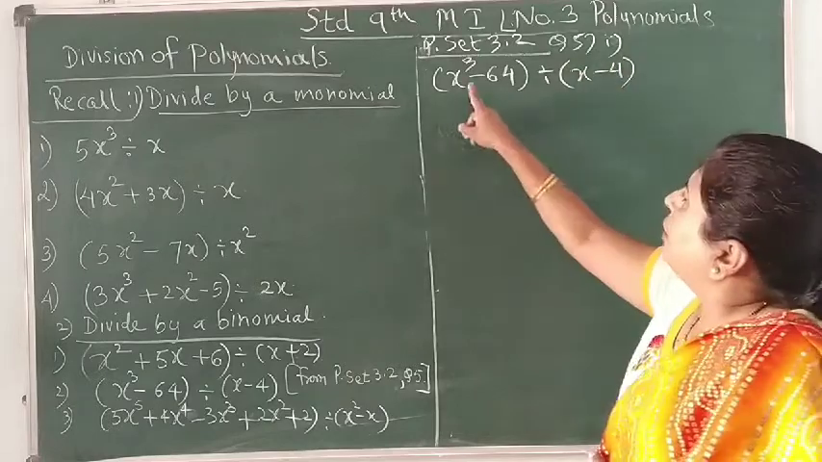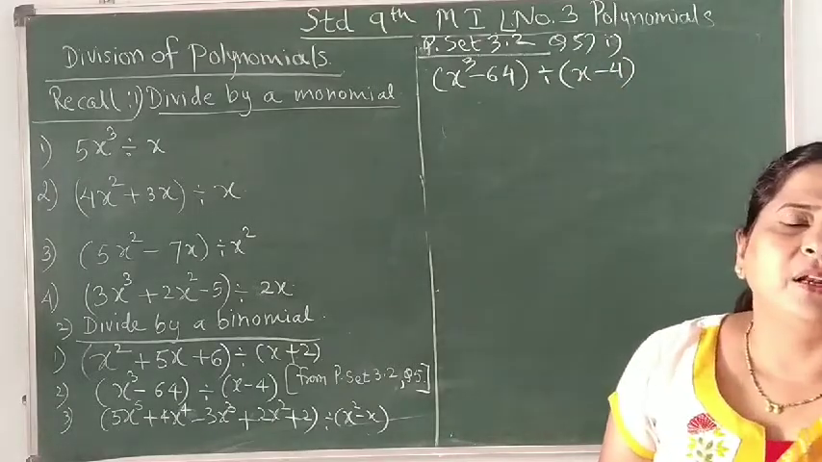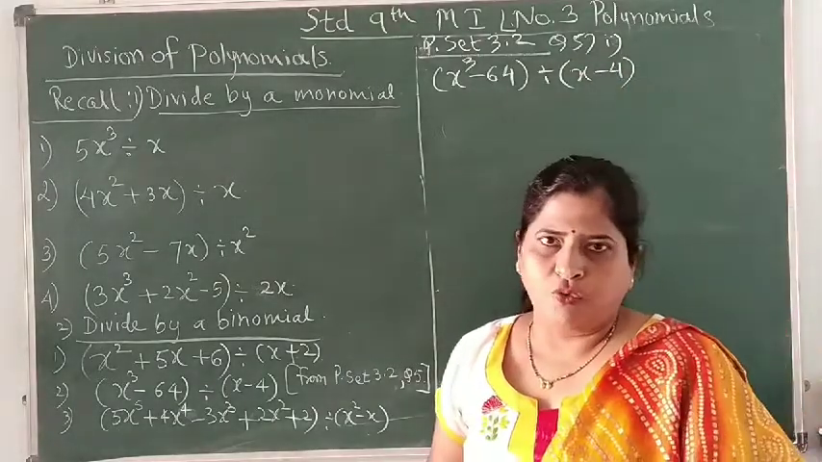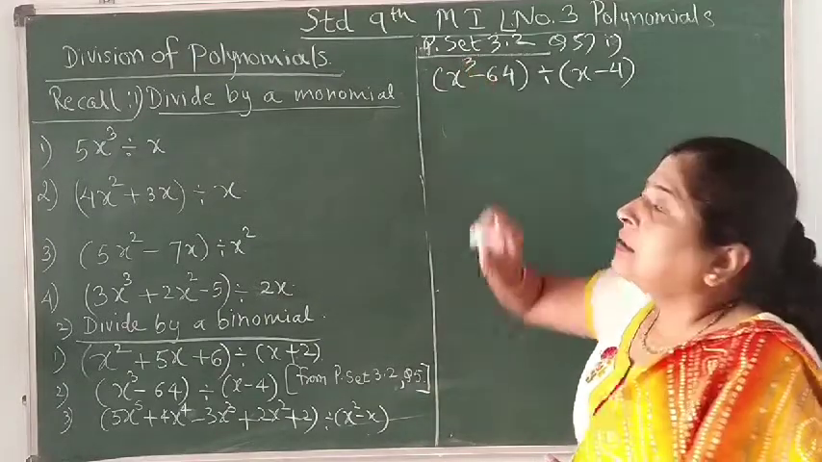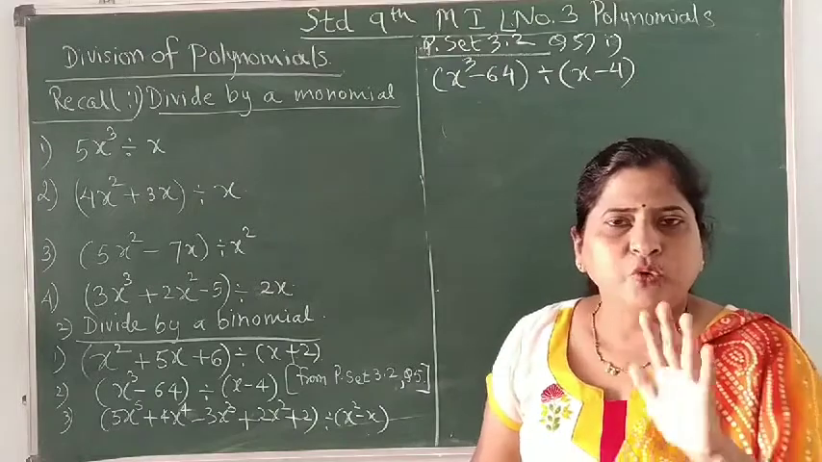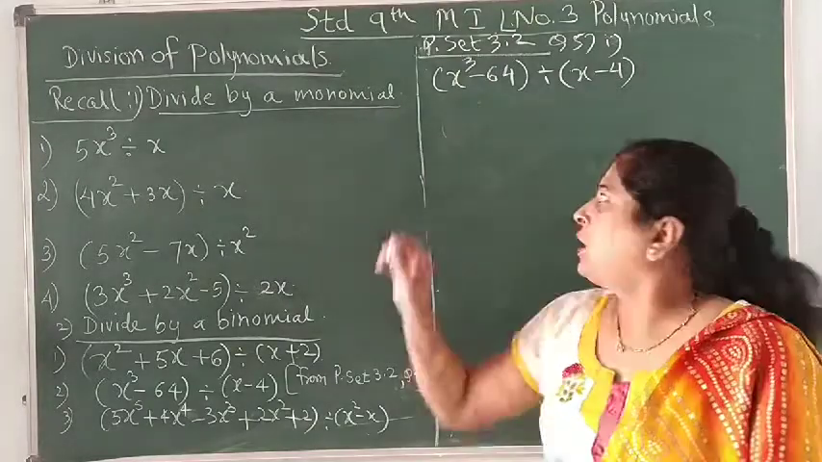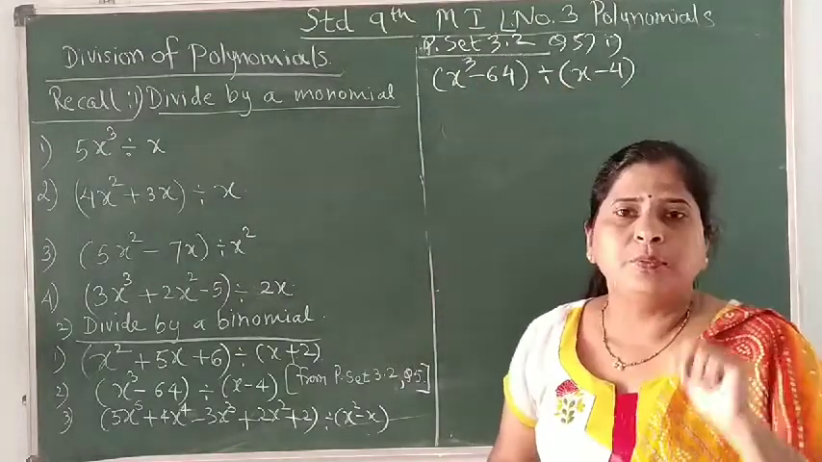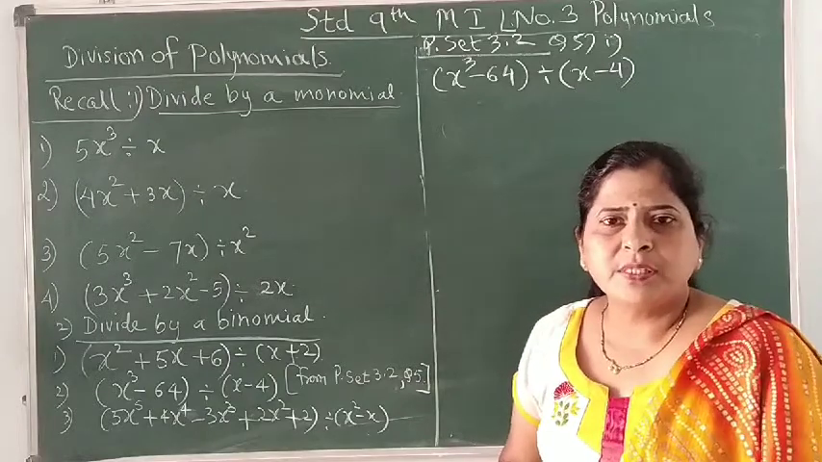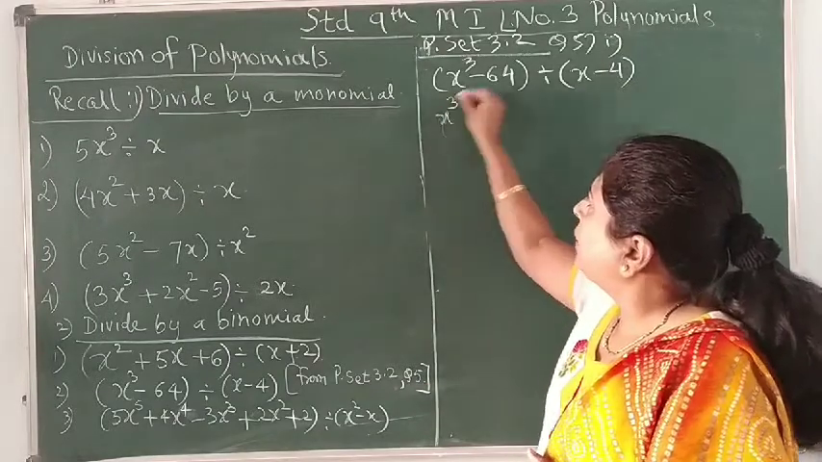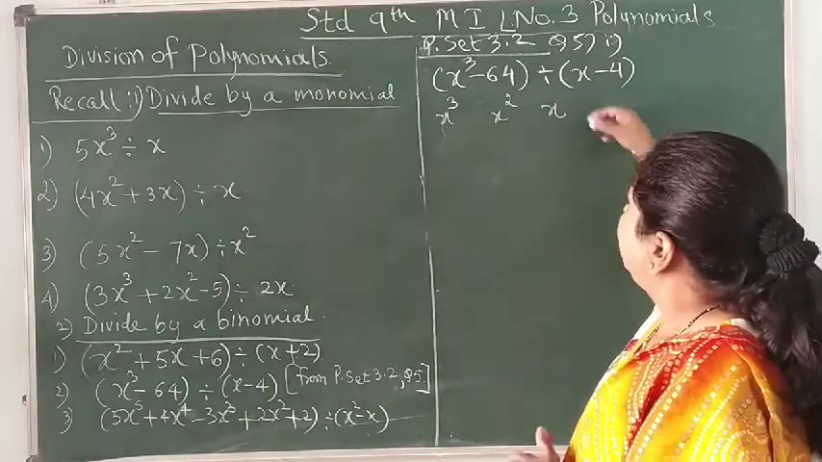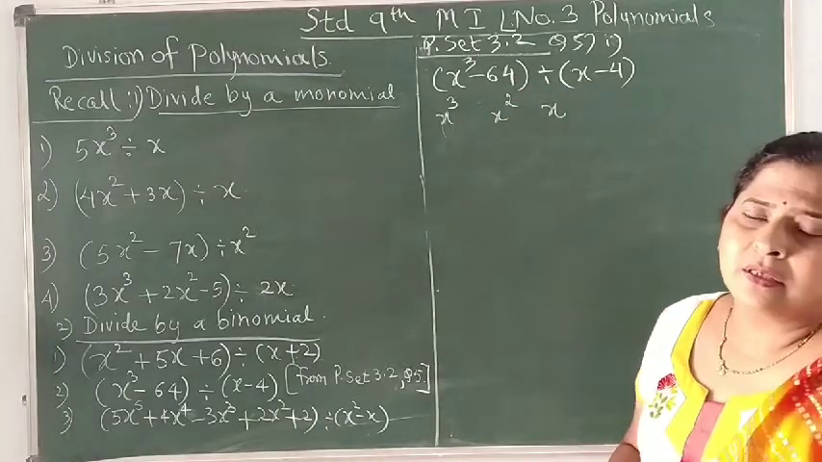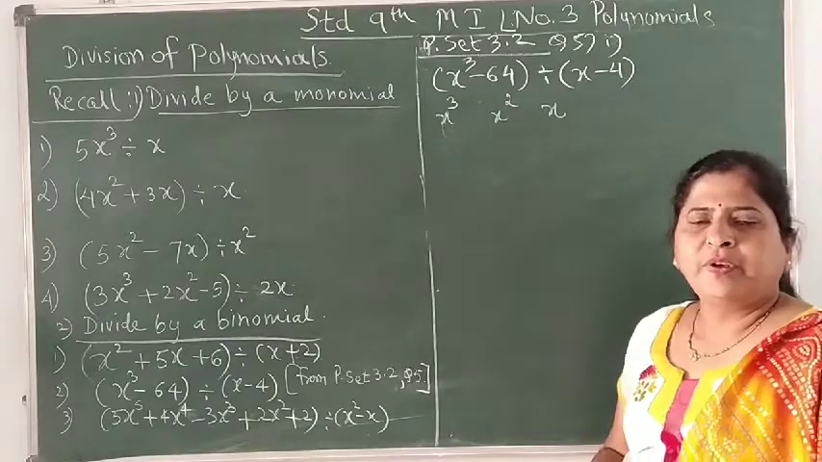As I told you, you have to check what the dividend is. Is it in the proper standard form or not? If the degree, the highest power here, is 3, then it should have 4 terms. Do we have 4 terms? No. We have only 2 terms. It means 2 terms are missing. Which terms are missing? If you have the x cube term, then you should have the x square term, then the x term, and then the last term should be the constant.